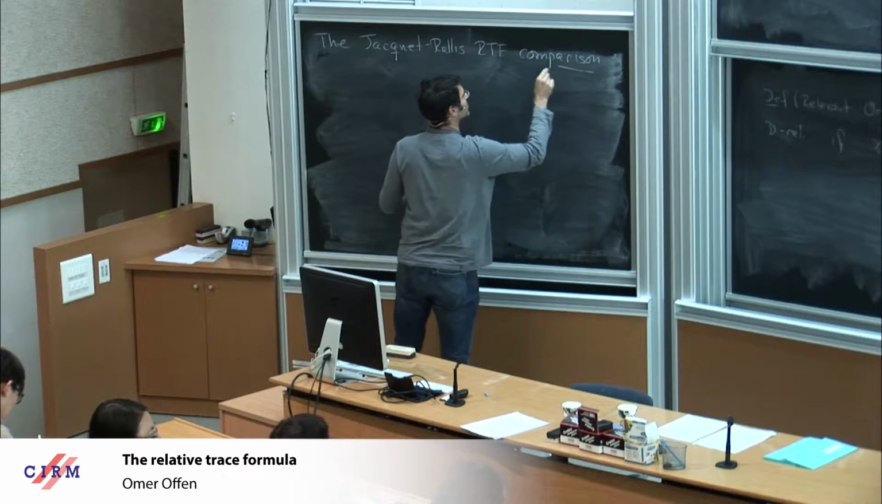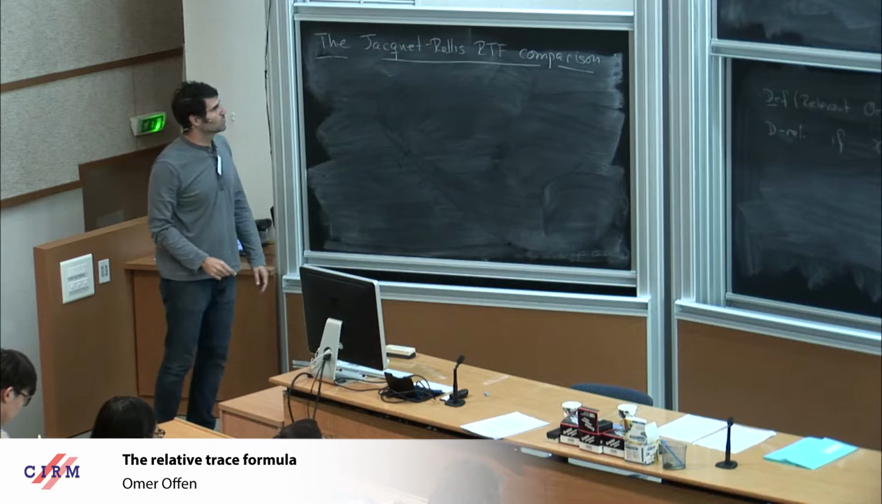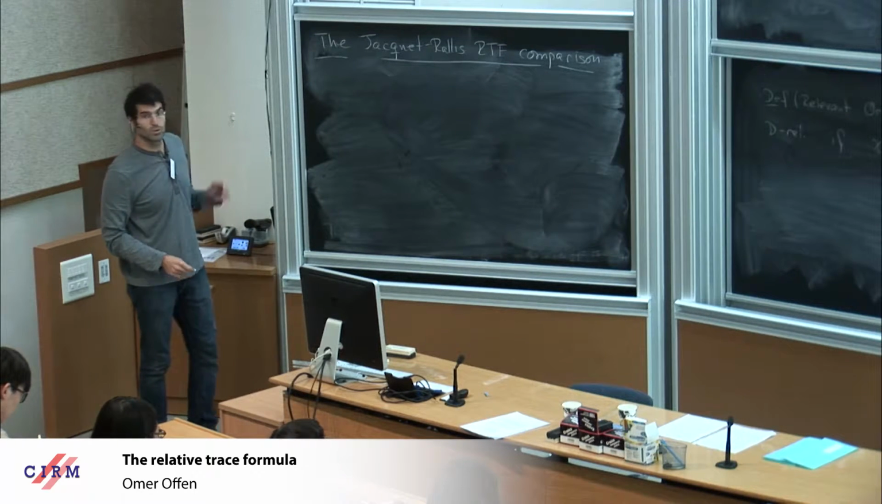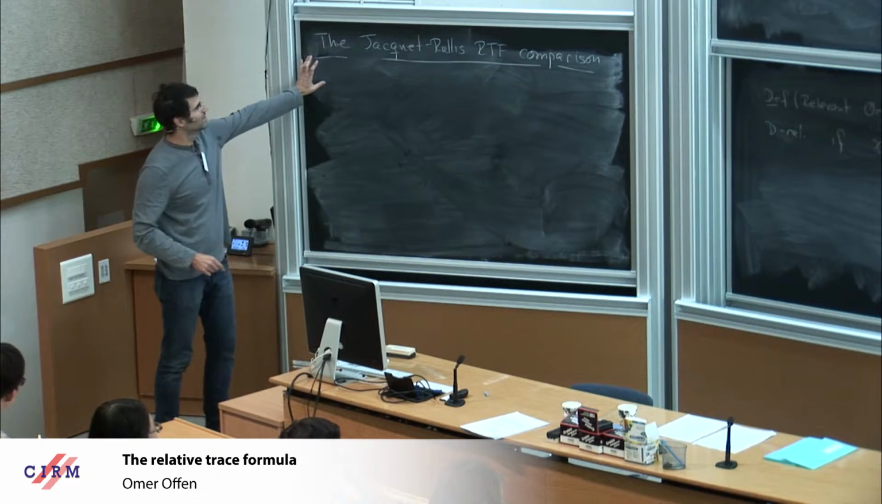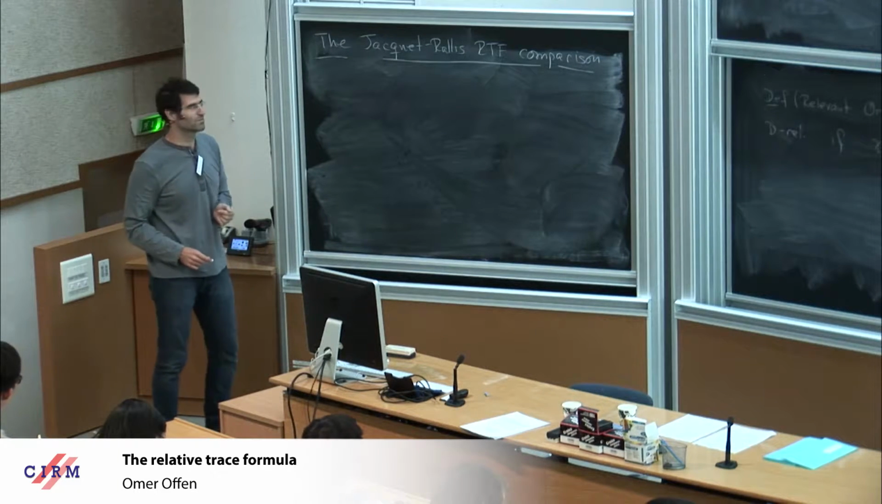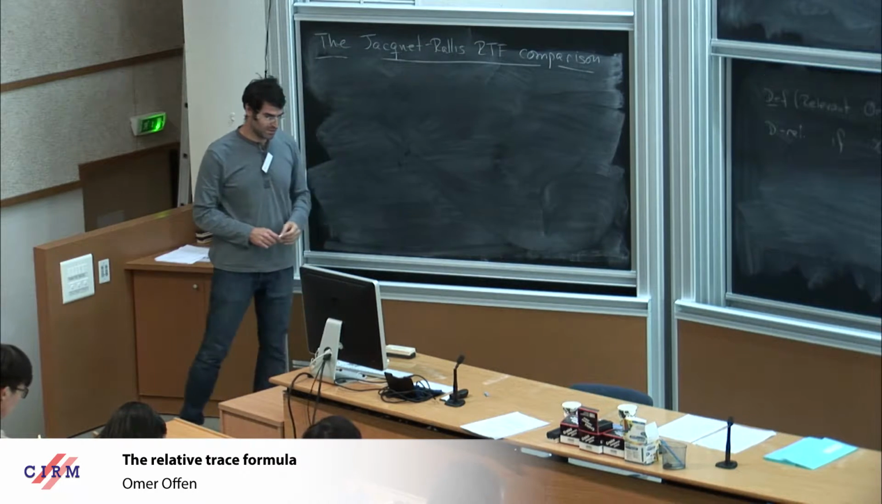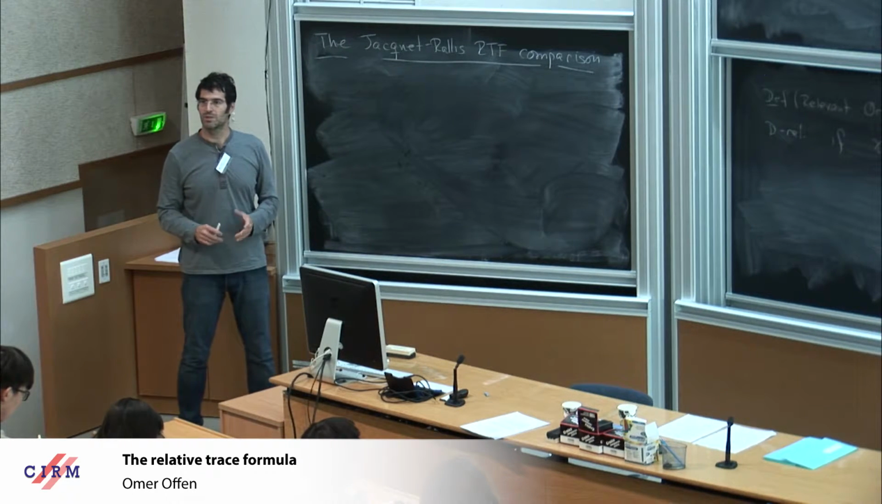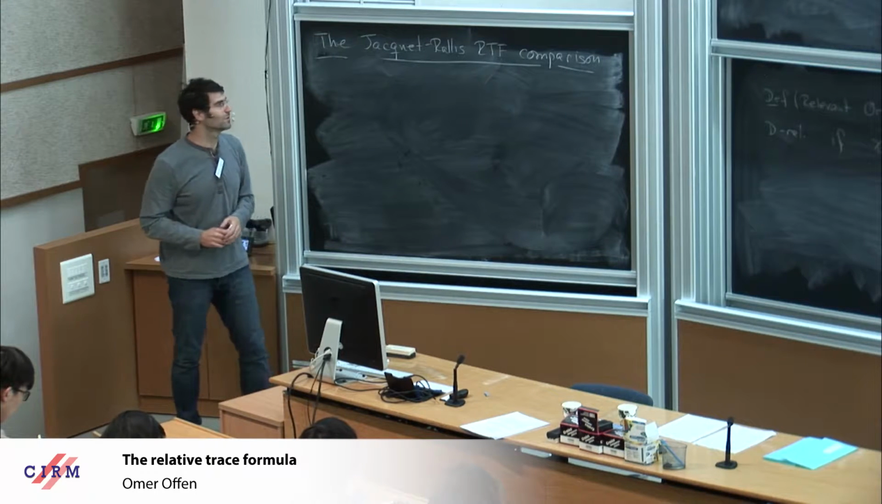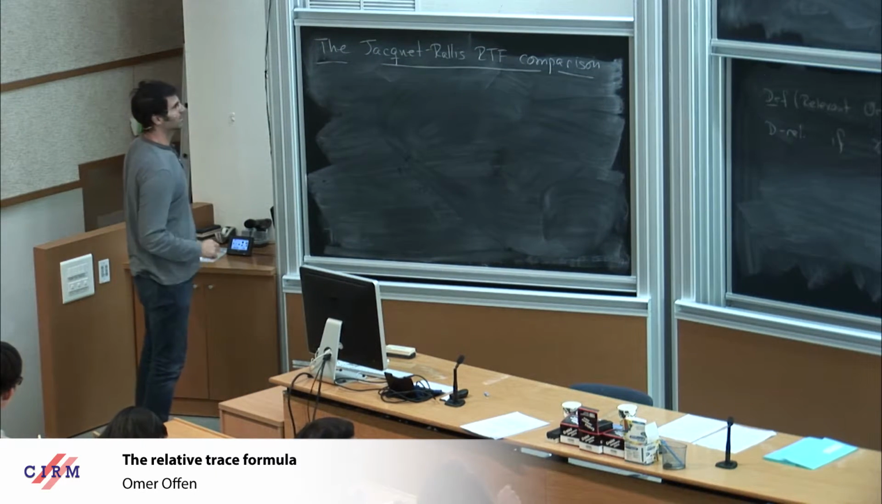Okay, so the comparison I'm going to talk about, maybe it's not the most famous Jacquet-Rallis relative trace formula comparison. There is one in the context of Gan-Gross-Prasad for unitary groups that is now very popular. This is a much older work.